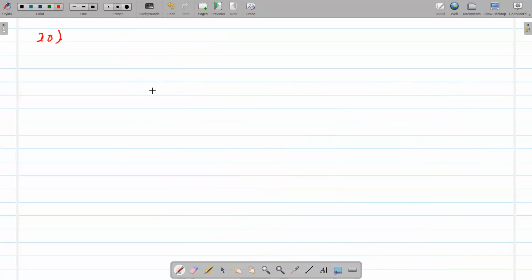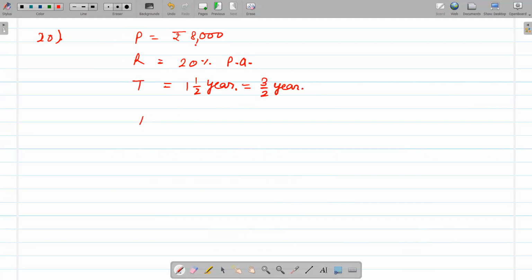Question number 20. Find the amount and the compound interest on rupees 8,000 for 1.5 years at 20% per year compounded half yearly. Again the interest is compounded half yearly. Your principal is rupees 8,000. Everything is given in the question. Your rate is 20% per annum and your time is 1.5 years. Direct formula, you need not think about anything here. 3/2 year is the time. Interest is compounded half yearly.